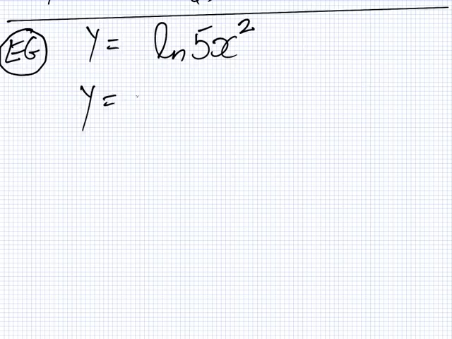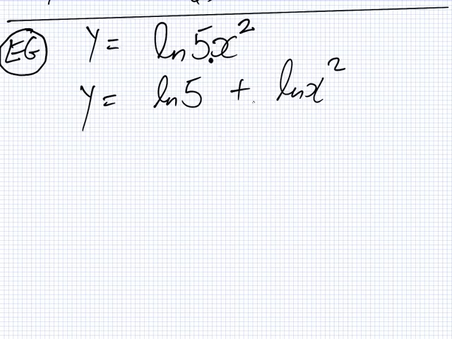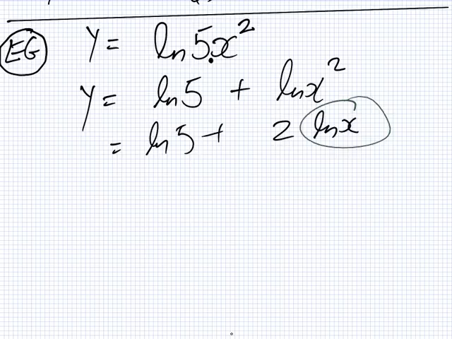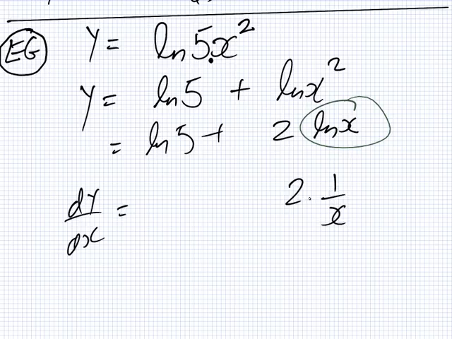So what is the first rule of logs? Log AB equals log A plus log B. So this is log 5 plus log x squared, because here I'm multiplying. And then this is log 5 plus 2 log x. Now we have log x. What is the derivative of log x? This is 1 over x. So this is 2 times 1 over x. Now what's the derivative of log 5? 0. Why 0? There's no x. It's a constant. So the answer is 2 over x.